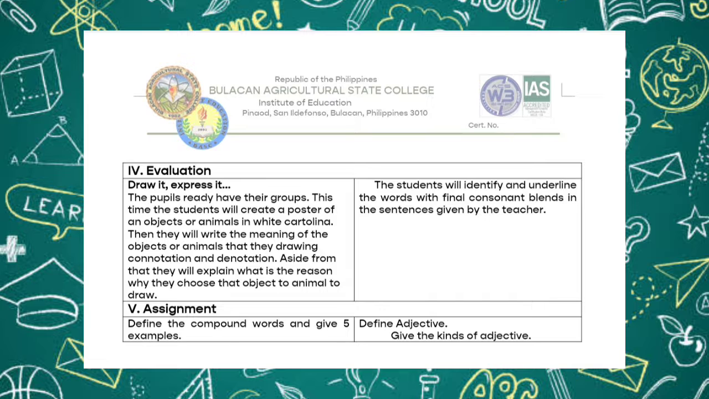The evaluation in the grade 5 column: the students will identify and underline the words with final consonant blends in the sentences given by the teacher. The assignment in the grade 4 column: define compound words and give 5 examples. Assignment in the grade 5 column: define adjective. Give the kinds of adjectives.